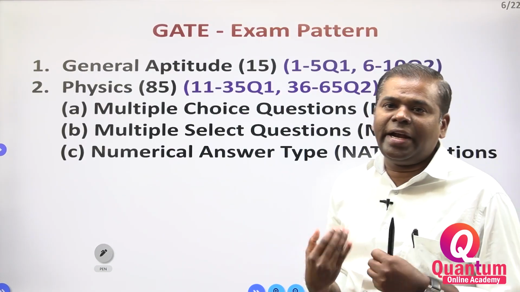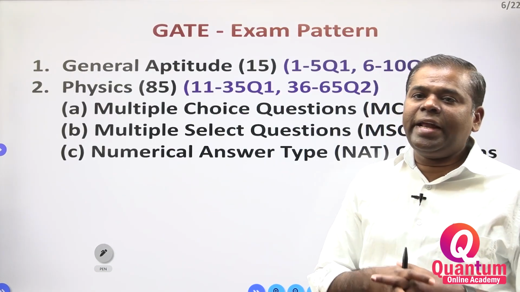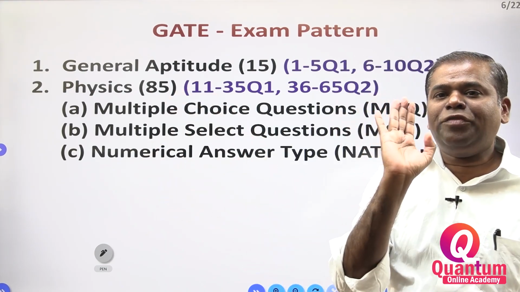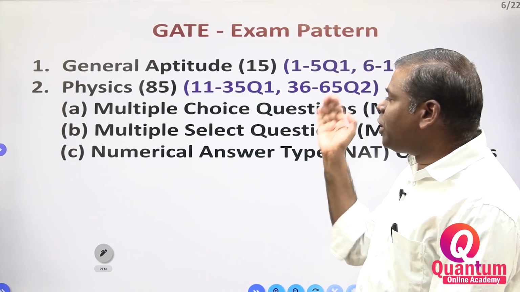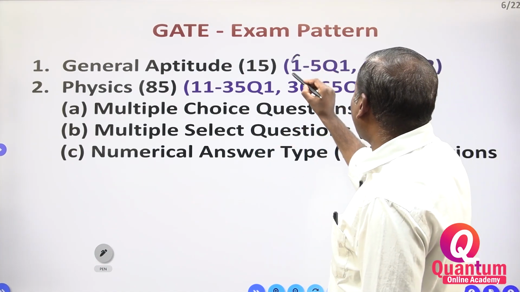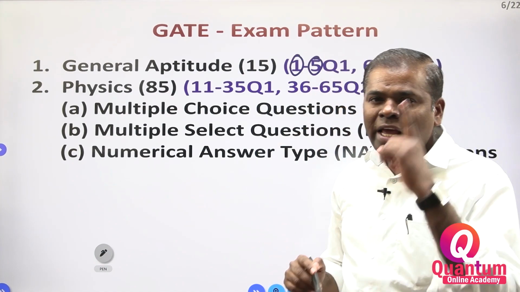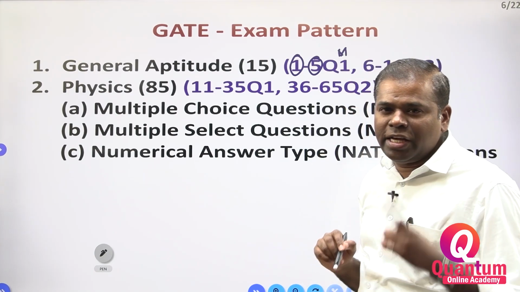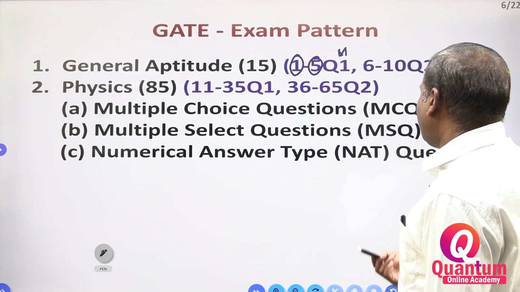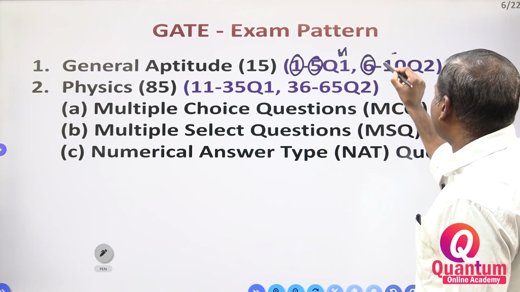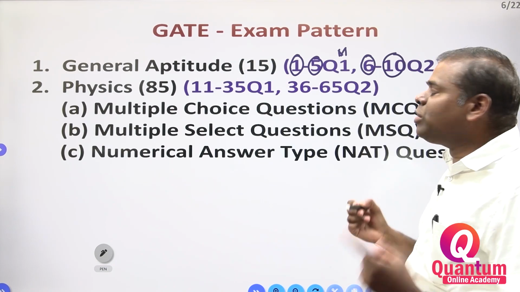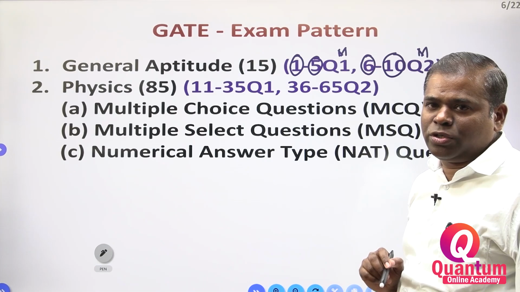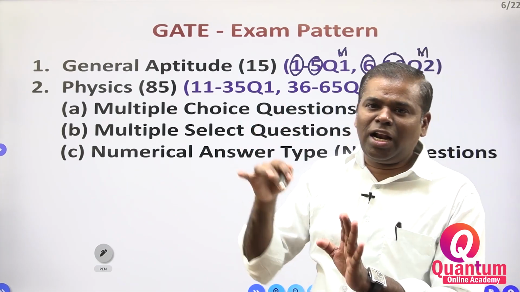Now what is the GATE exam pattern? Once you have to see, from general aptitude you may get 15 marks in GATE. Out of 15 marks, question number 1 to 5, each and every question shall carry 1 mark only. Question number 6 to 10, each and every question shall carry how many marks? 2 marks each and every question you may get. This is the general aptitude part.